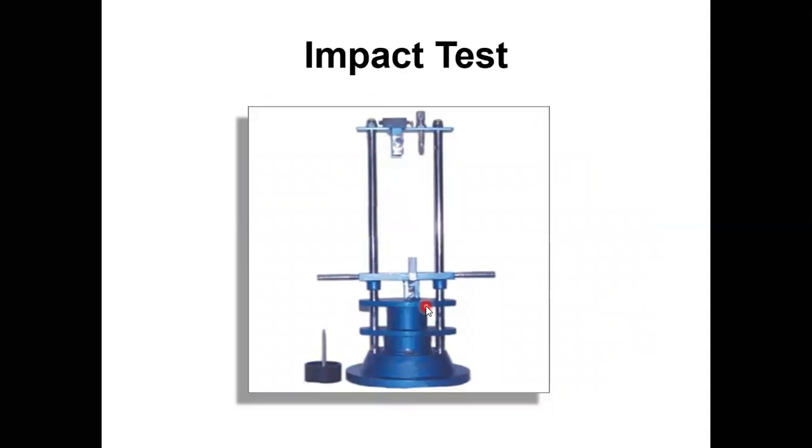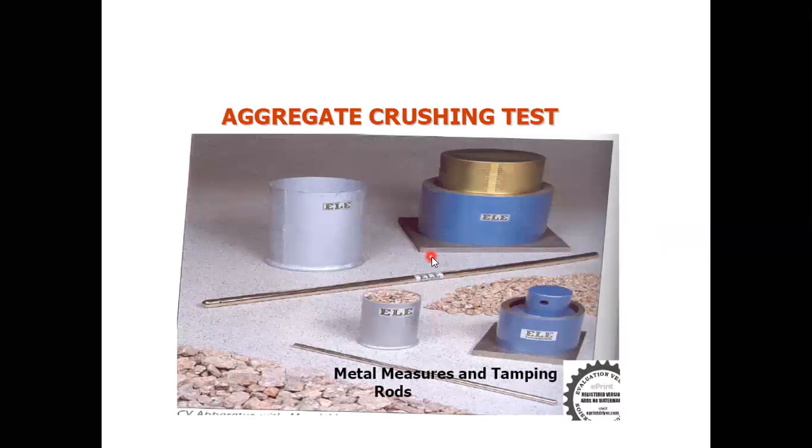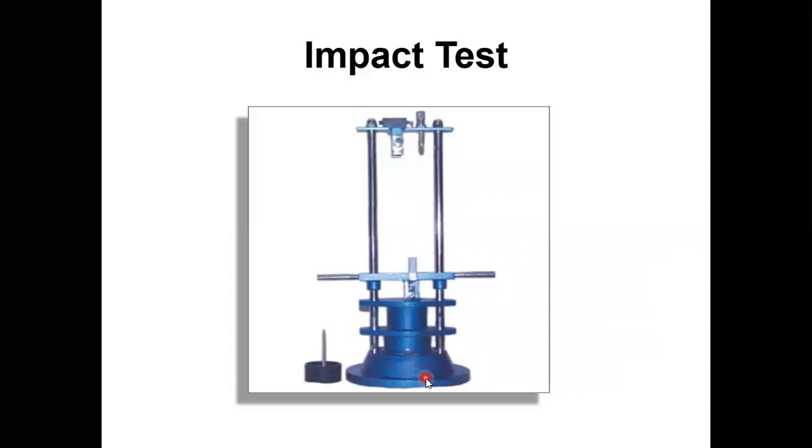This is the impact test machine. Once again, it has two molds. There is one mold and a small tamping rod, and there is one more mold here. So once again, let me tell you the basic procedure. You are going to take aggregates passing 12.5 mm and retained on 10 mm, same as with crushing. You pour those aggregates inside this small cup in 3 layers. First layer 25 blows, second layer 25 blows, third layer 25 blows.